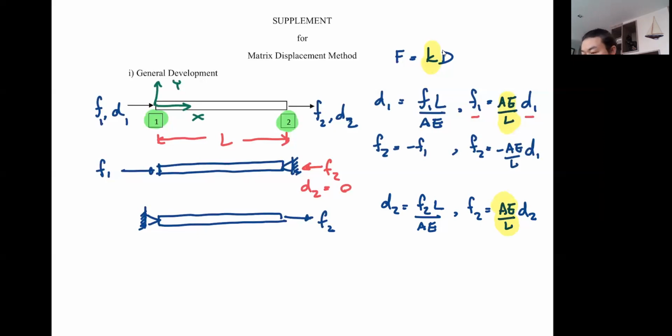Let's come back here and try to complete the free body diagram. That means now my F1 must be in this direction and my D1 must be 0. So I can also write that my F1 is equal to minus F2. And therefore my F1 is minus AE over L and then D2, correct? Now we can put this together and form the matrix, right?